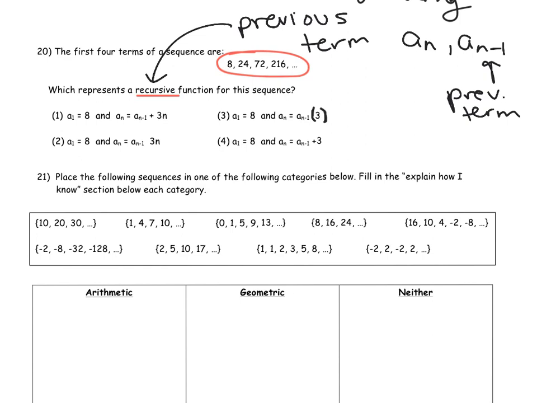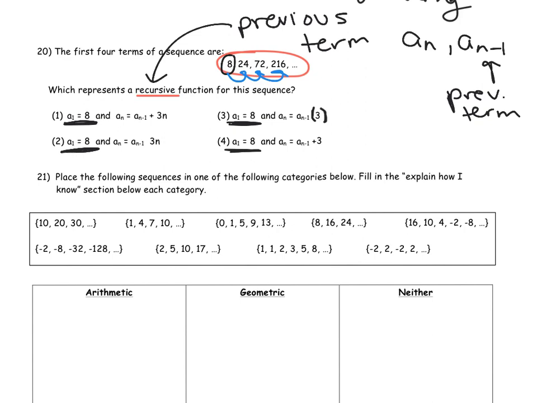We always need to be given the first term, which in every single multiple choice answer we are. We're given a sub 1 is 8. So that doesn't let me rule out anything. Okay, well, let me pay attention to what kind of sequence this is. Is this arithmetic or geometric? Take a second to think about that. Is this arithmetic or geometric?